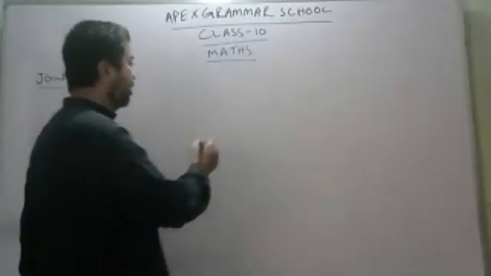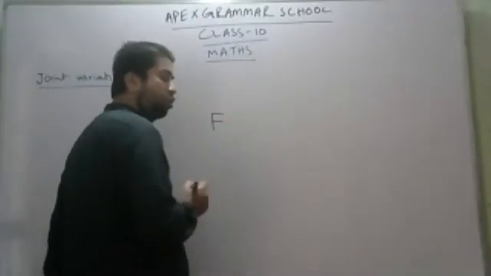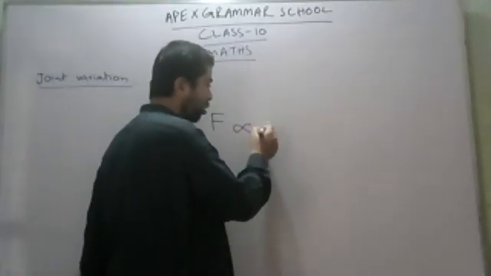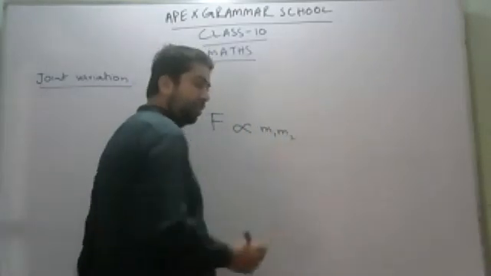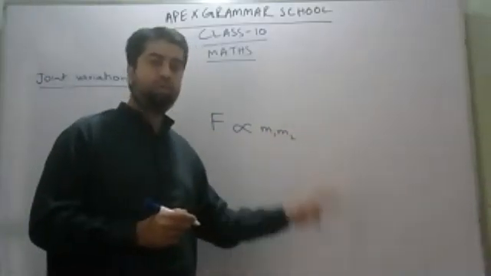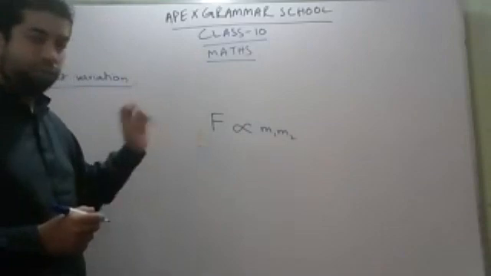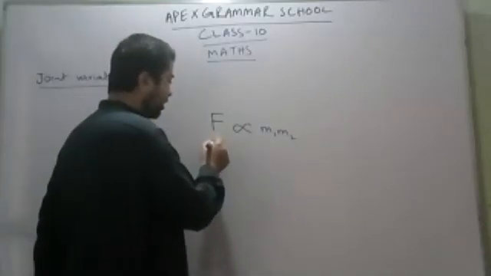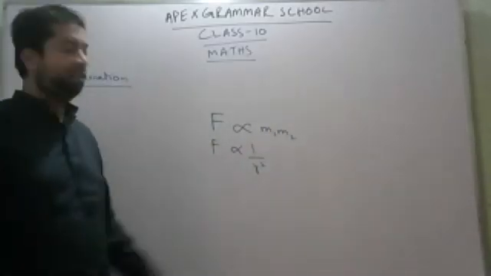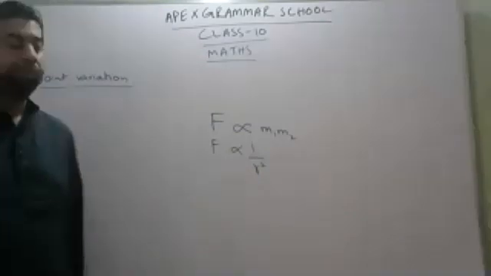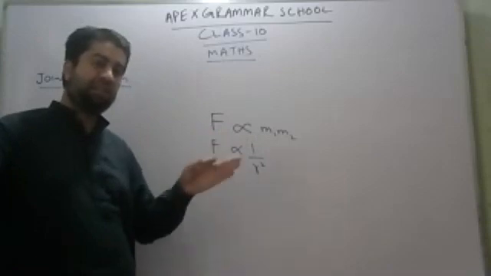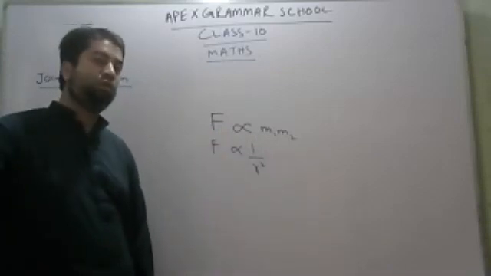What was that? The force of gravitation, the force of attraction, is directly proportional to the product of two masses. Okay, this force is directly proportional to the product of these two masses. And that force at the same time is inversely proportional to the distance between their centers, that is r square. At a time, both relations, first direct and second inverse, apply to this force of gravitation.